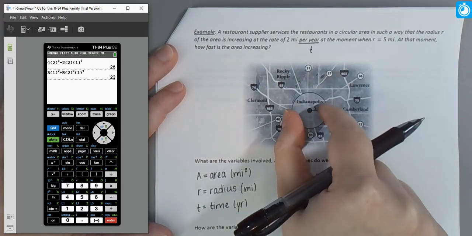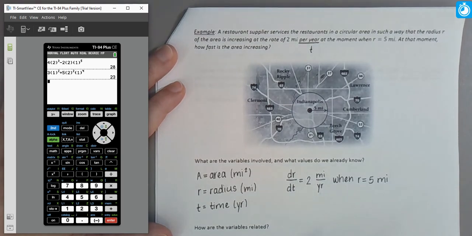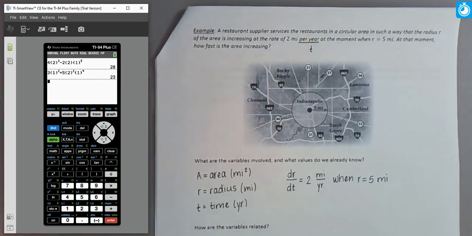At that moment in time, it's expanding at this particular rate. So we have a sense of the variables. We know time affects the radius. The radius is changing over time. We know area is also dependent upon the radius. So how are the variables related algebraically, though? That's what we need to know.